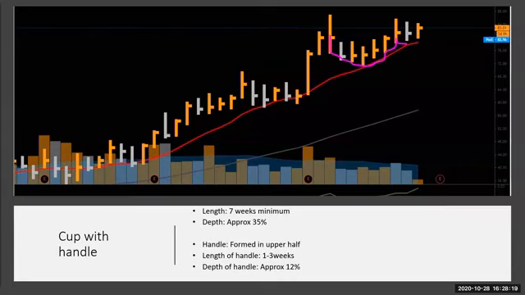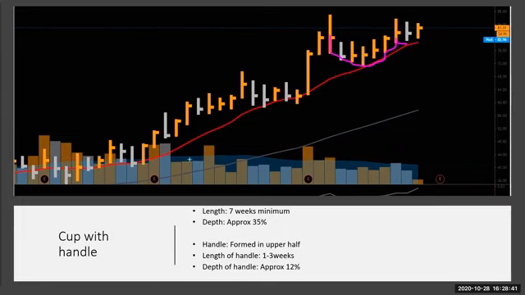This first one here is the cup with handle. The cup with handle pattern basically looks like this, right? It's called the cup with handle because it looks like a cup, with that U-shaped pattern, and then there's a little bit of a handle after it. All the charts that we're looking at so far, by the way, are weekly charts. I'll tell you when we're looking at a daily chart.